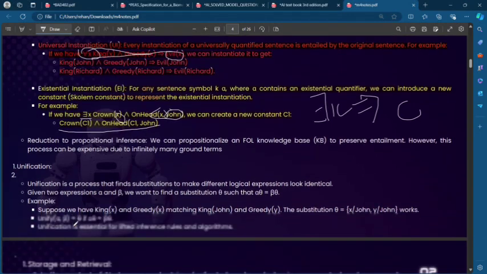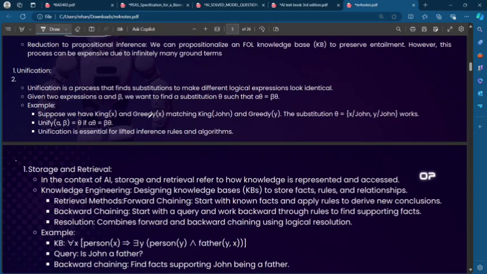Unification I can explain here. Unification is a process that finds a substitution to make different logical expressions look identical. So you are giving some substitution. Instead of writing that whole thing, a plus b, a into b into c, you write a into b as d. So you will have only d into c. Given two expressions a and b, we want to find a substitution such that a theta is equal to b theta. Example: suppose we have king of x and greedy of x matching king of John and greedy of y.